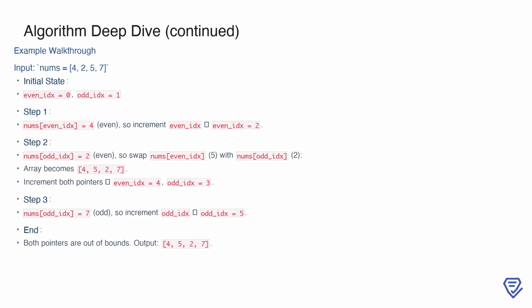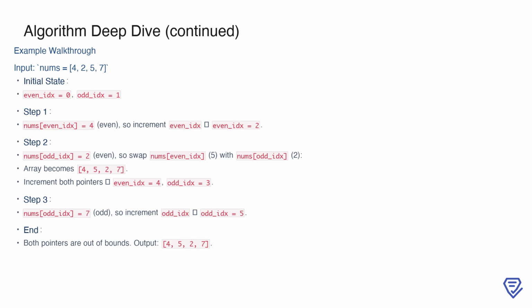Let's walk through an example to see the algorithm in action. Consider the input array nums equals [4, 2, 5, 7]. Initially, even_idx starts at 0, and odd_idx starts at 1. At the first step, nums[even_idx] is 4, which is even, so we simply increment even_idx to 2. Next, we check nums[odd_idx], which is 2. Since 2 is even, it's in the wrong position for an odd index. We swap nums[even_idx], which is 5, with nums[odd_idx], which is 2. The array now looks like [4, 5, 2, 7].